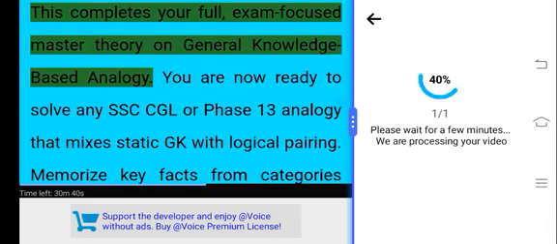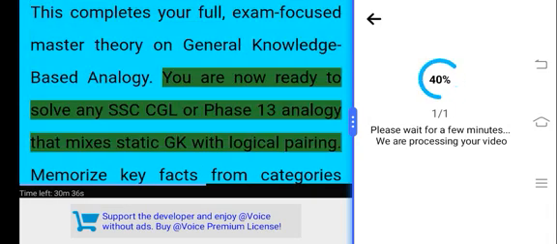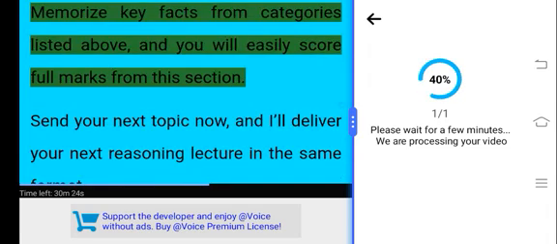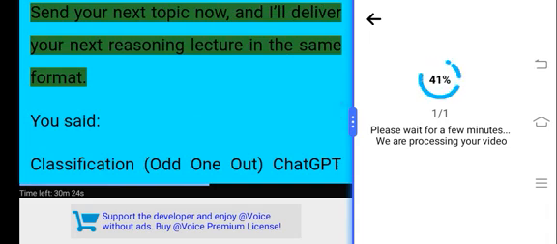This completes your full exam-focused master theory on general knowledge-based analogy. You are now ready to solve any SSC CGL or Phase 13 analogy that mixes static GK with logical pairing. Memorize key facts from the categories listed above, and you will easily score full marks from this section. Send your next topic now, and I'll deliver your next reasoning lecture in the same format.